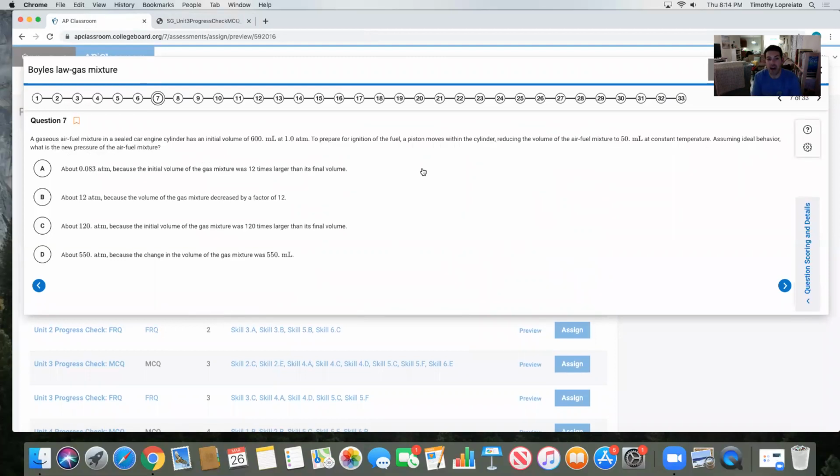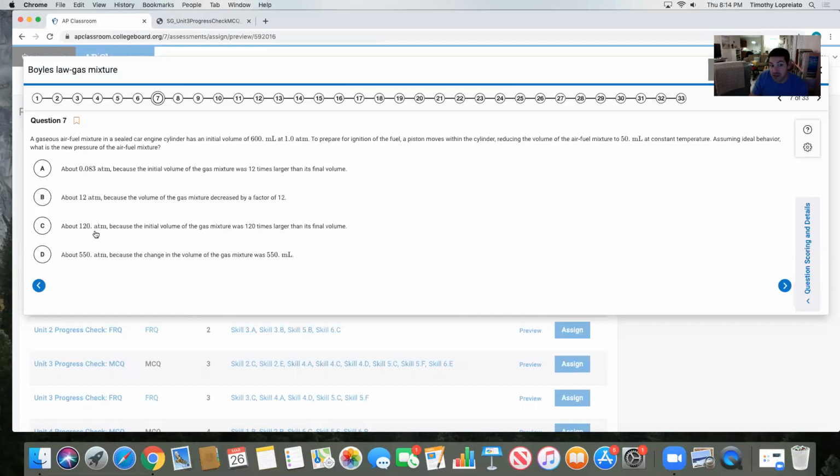All right, so the volume's being reduced from 600 mL to 50 mL. So I believe it's being reduced to 1/12 of its initial volume, right? So the volume is being reduced, so now the pressure is increasing. Since the volume's going down, pressure's going up. Boyle's law. It gives us numbers. About 0.083. Nope. Pressure has to get bigger.